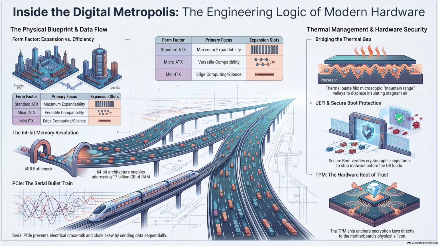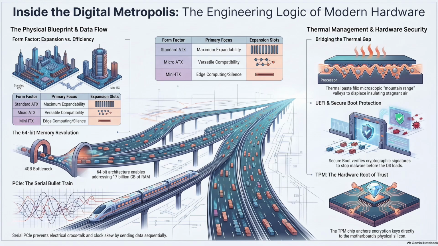Exactly. If you just clamp them together, those microscopic valleys trap pockets of air. And in thermodynamics, stagnant air is a brilliant insulator. It traps the heat. So you have to fill those microscopic valleys, which is why we use thermal paste. And the sources emphasize this strongly. You only need a pea-sized amount in the center of the chip. You are not frosting a cake. Right. Definitely not frosting a cake.